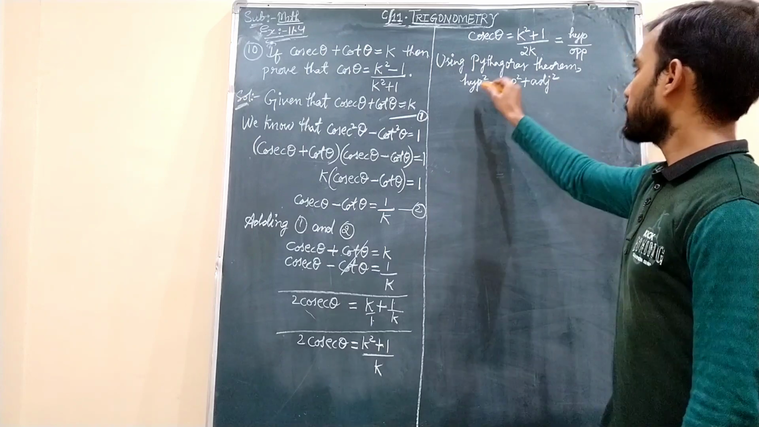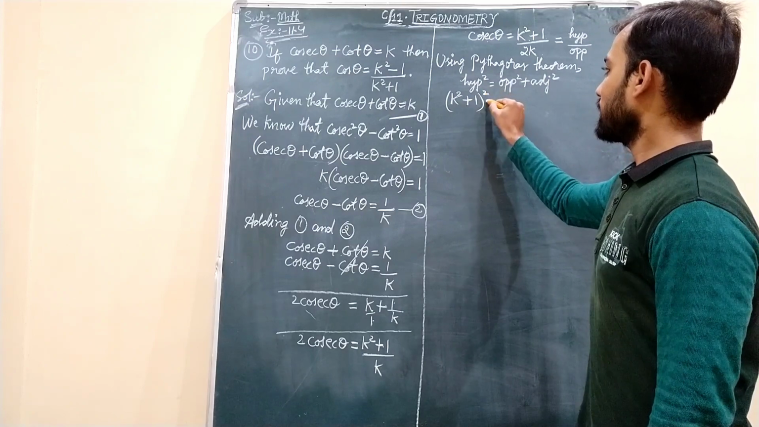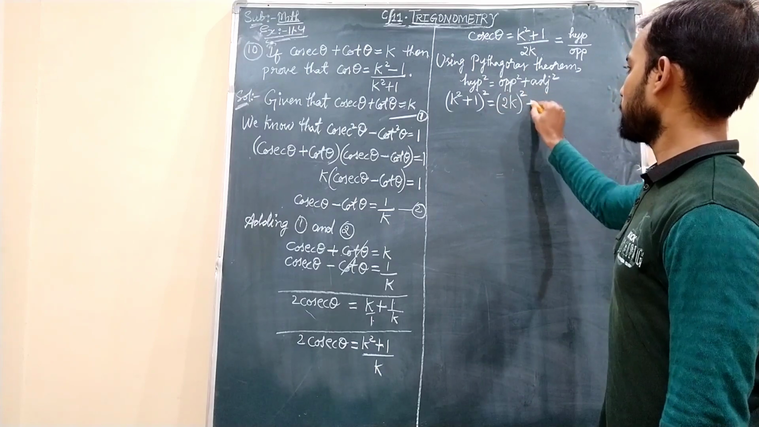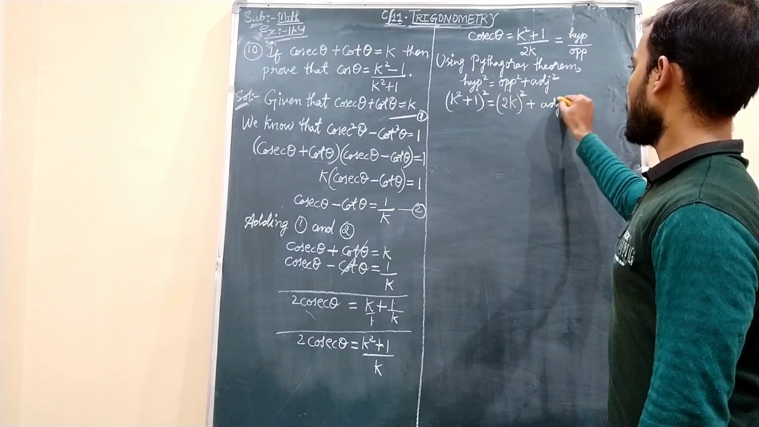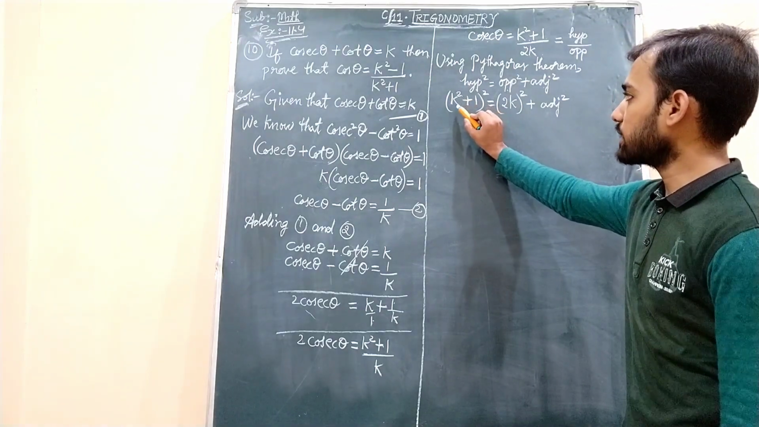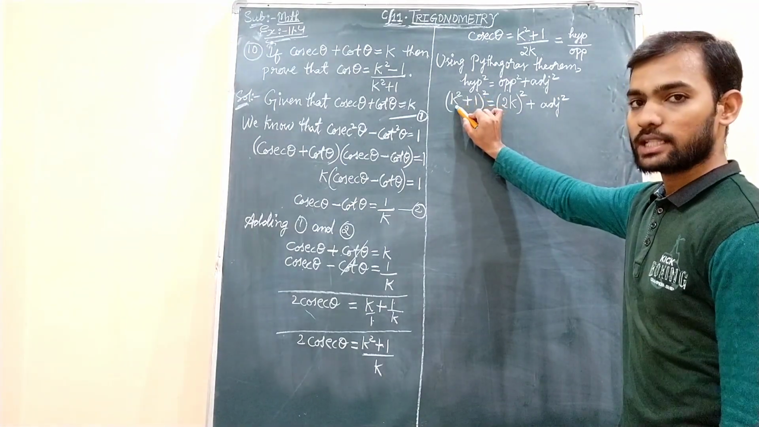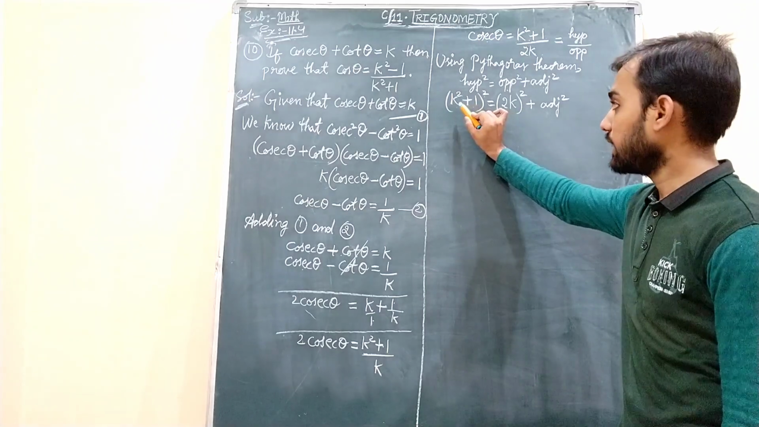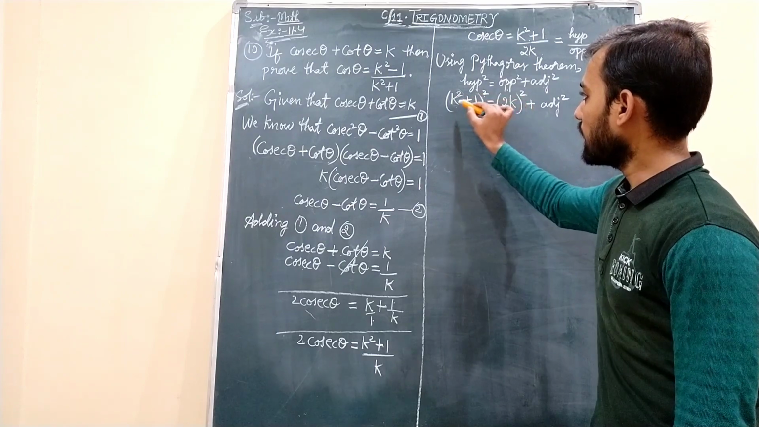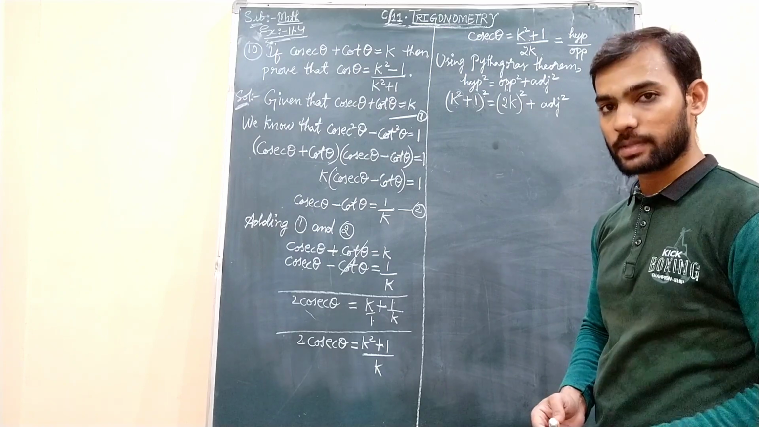Hypotenuse is k square plus 1 whole square equals opposite is 2k whole square plus adjacent square, because we are going to find the adjacent side now. Now students, it is like a plus b whole square. The value of a is k square and the value of b is 1. So this is a, this is b. The formula of a plus b whole square is a square plus b square plus 2ab.